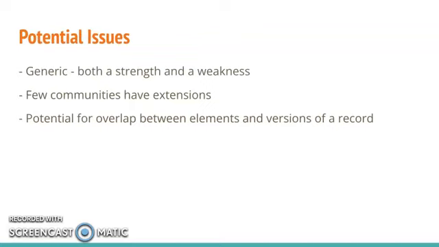Some problems have arisen around the element list. Dublin Core is generic, which is both a strength and a weakness. At this point, not many communities have extensions. There's also the potential for overlap between elements, such as author, contributor, and publisher, and differences between versions of a record. For example, in the case of a digitized JPEG of a photograph, should the person who scanned the photo be credited as creator alongside the photographer, or perhaps credited instead of them?